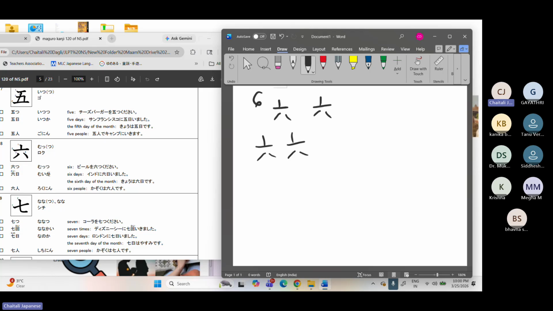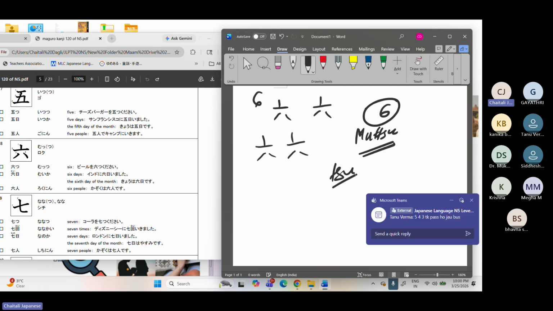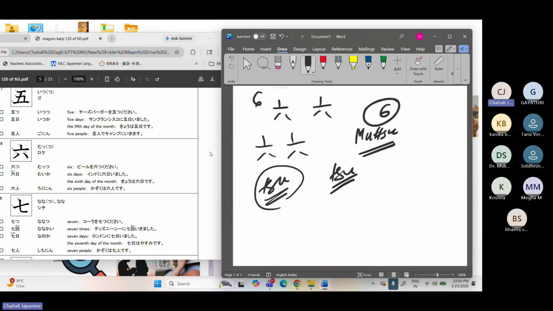Rokunin, Muika again for days, and Mutsu, Mutsu. This is again 6. This is the tsu counter. Be consistent, everything will happen. This is your tsu counter which we are going to do in the next class.